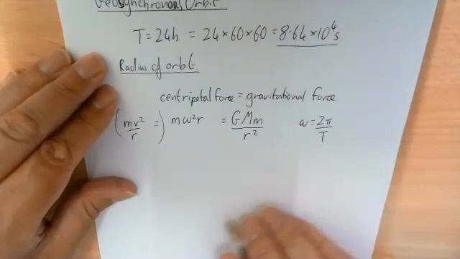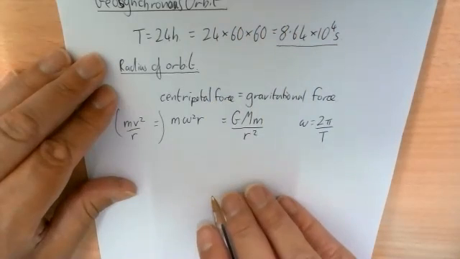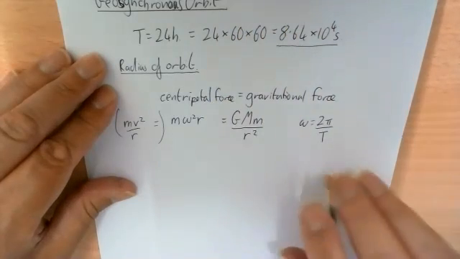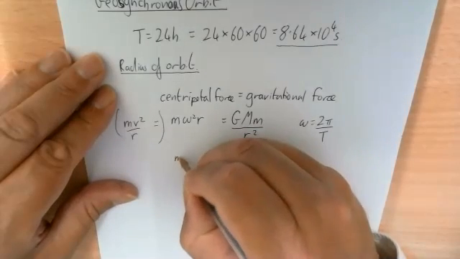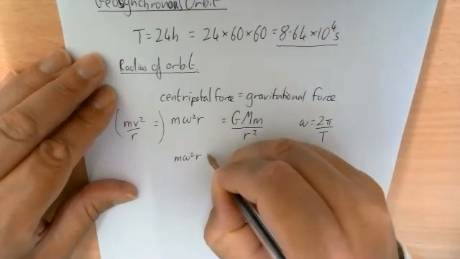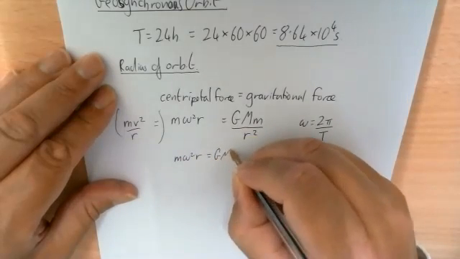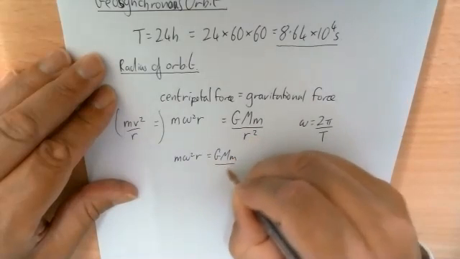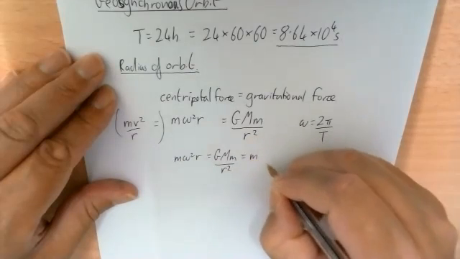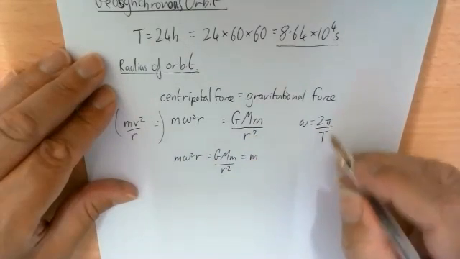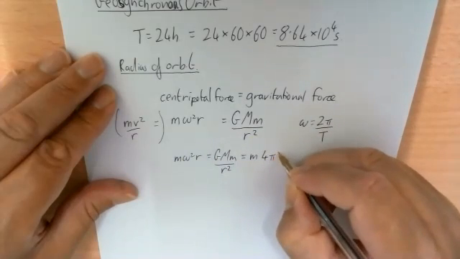So all we've got to do is a little bit of substitution and a little bit of tidying up. We know that m omega squared r, the centripetal force, is big G, big M, little m over r squared. Omega squared, well, omega is 2 pi, so 2 squared is 4, pi squared is pi squared.